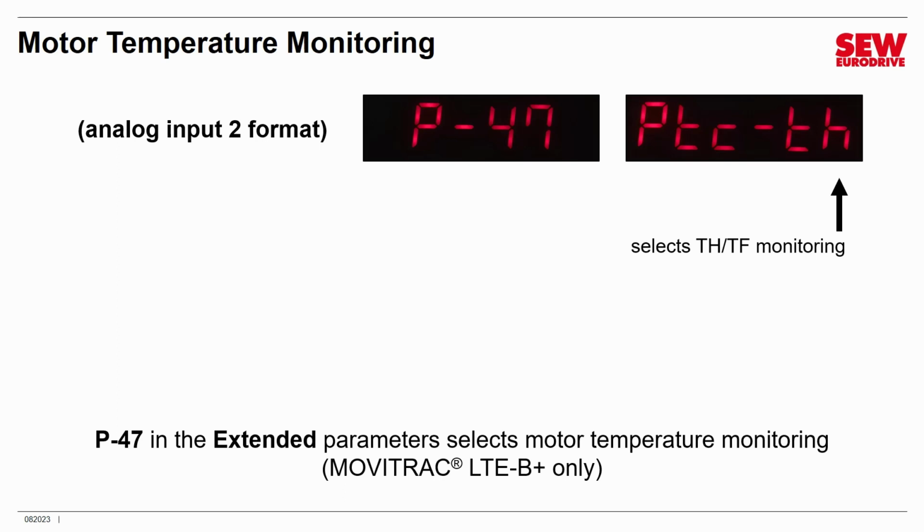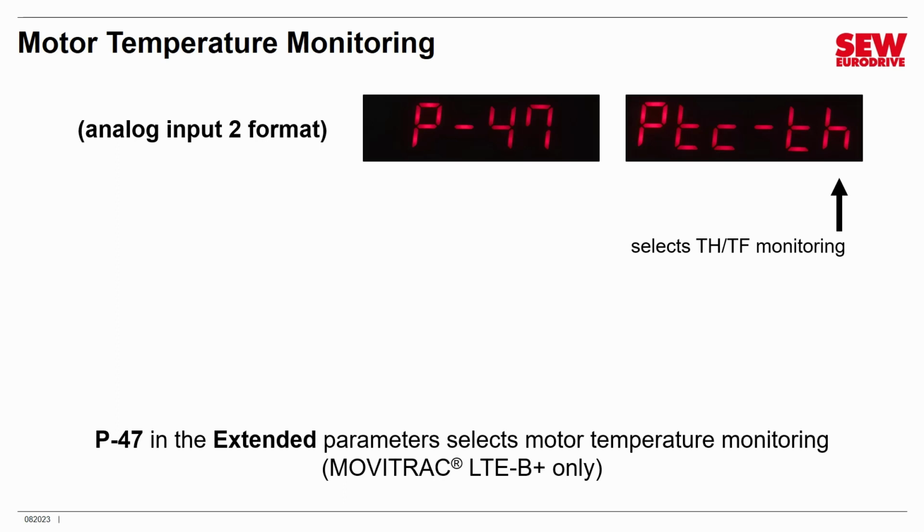Now, if you have a MOVITRAC LTE-B, the earlier version, there is no parameter 47. You don't have to set anything if you're monitoring a temperature sensor. The difference is the MOVITRAC LTE-B treats temperature sensors simply as generic fault sensors. You won't get a specific error message indicating it was an over temperature condition. You'll simply get the standard E-trip message. So that's really the difference. The MOVITRAC LTE-B Plus added this little feature to make it a little more intuitive as to what's going on.